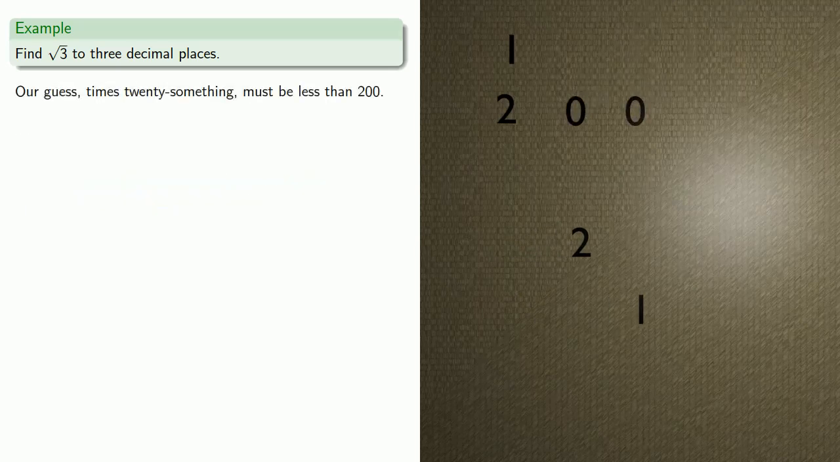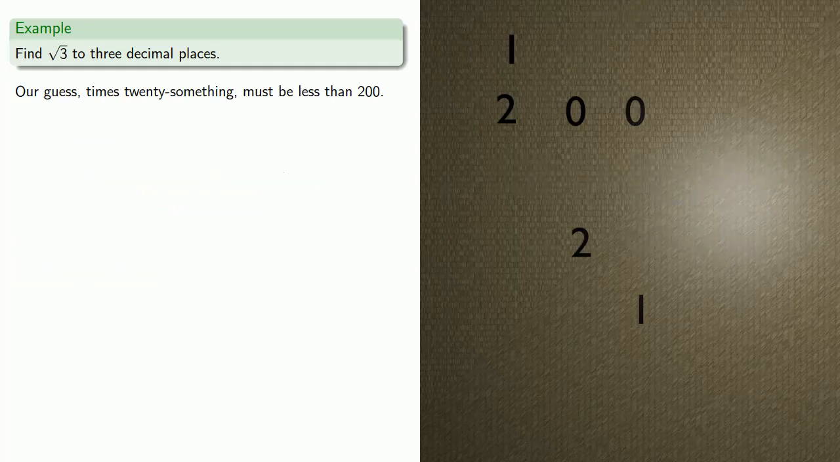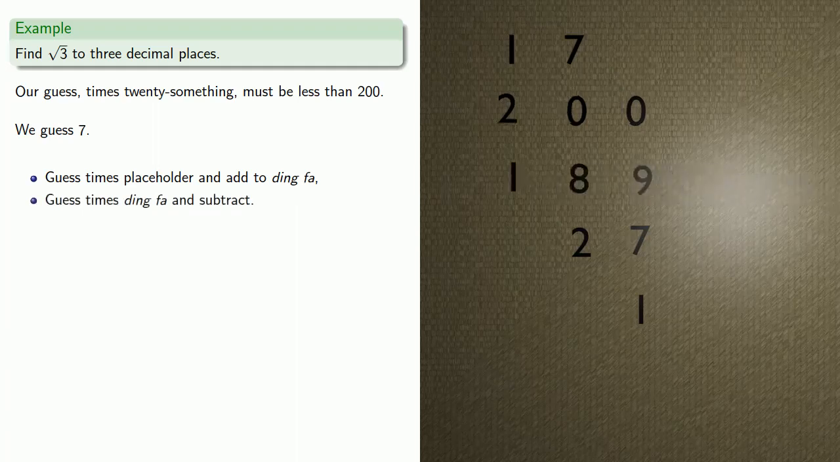Our guess times 20-something must be less than 200, so we'll guess 9. Guess times placeholder and add to Ding Fa. Guess times Ding Fa and subtract. There's a problem here, that's actually too much, which means that our next digit is lower than 9. So we've got to reset and guess lower. So let's guess 7. So our guess times placeholder and add to Ding Fa. Guess times Ding Fa is comfortably less than what we have, so now we can subtract, double the root, and shift.